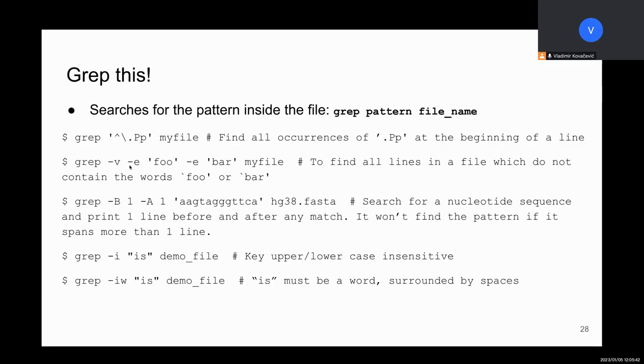We can also do the opposite grepping. So we can look for lines that don't contain foo or bar. So minus v negates the condition. We can also extract the line before the pattern that was found, and also the line after if we want to do that, by adding these minus B and minus A parameters to a grep command. We can make it case insensitive, and also we can search for a word, meaning that it should have spaces before and after it, white spaces.